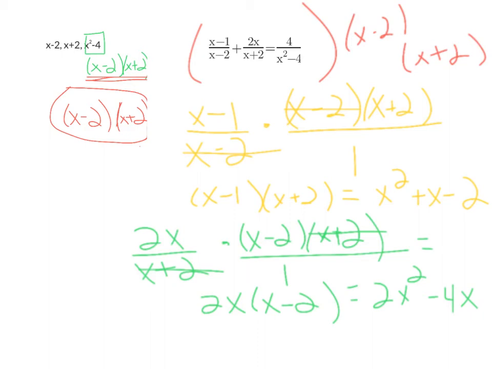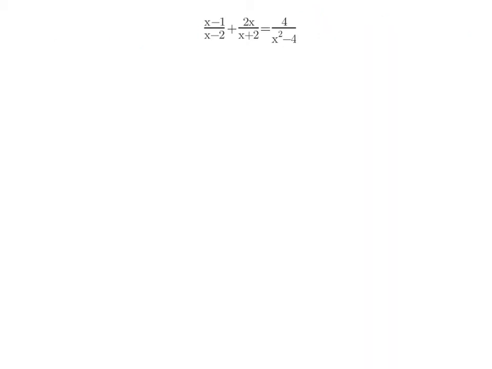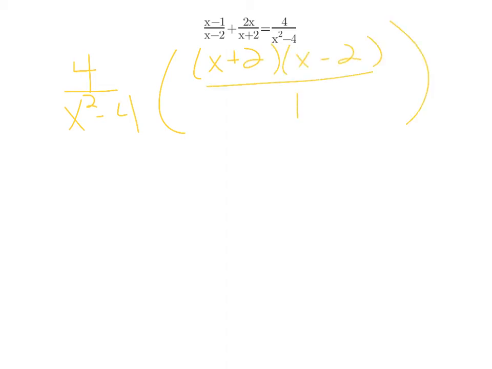x squared plus x minus 2 plus 2x minus 4. Now I need to take my last term, 4 over x squared minus 4, and also multiply it by my common denominator. Remember, the common denominator was x plus 2 times x minus 2. I'm going to place that over 1.